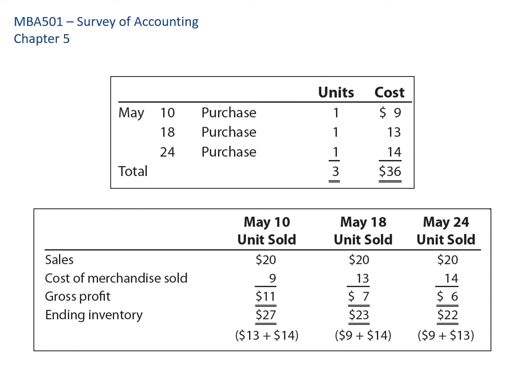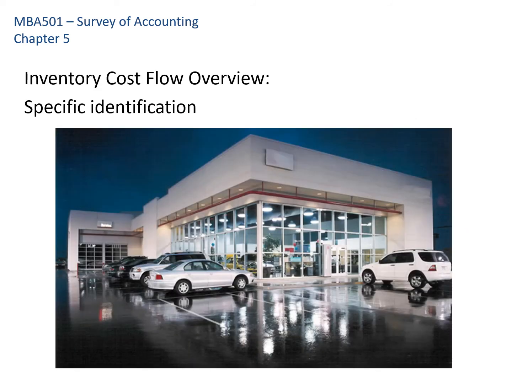Let's talk about the different assumptions for how inventory could flow through a business, and there are 4 different assumptions. The first one is the best in terms of matching. It's specific identification. So I'm going to specifically identify which item I sold the customer so I can match that cost with that sale. That's the best method. Unfortunately, it's really difficult to do, except in cases of high-end merchandise where each one is unique.